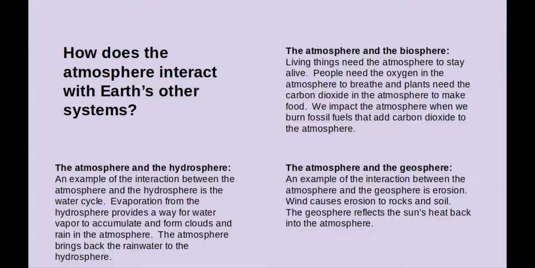How does the atmosphere interact with Earth's other systems? The atmosphere and the hydrosphere. An example of the interaction between the atmosphere and the hydrosphere is the water cycle. Evaporation from the hydrosphere provides a way for water vapor to accumulate and form clouds and rain in the atmosphere. The atmosphere brings back the rainwater to the hydrosphere.